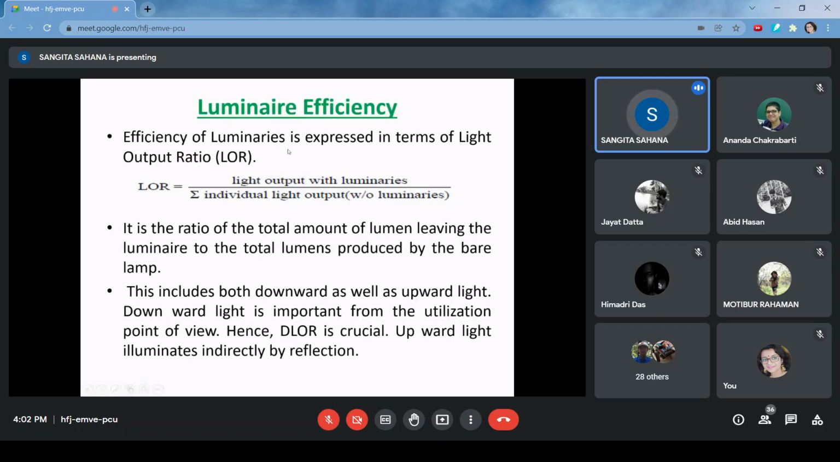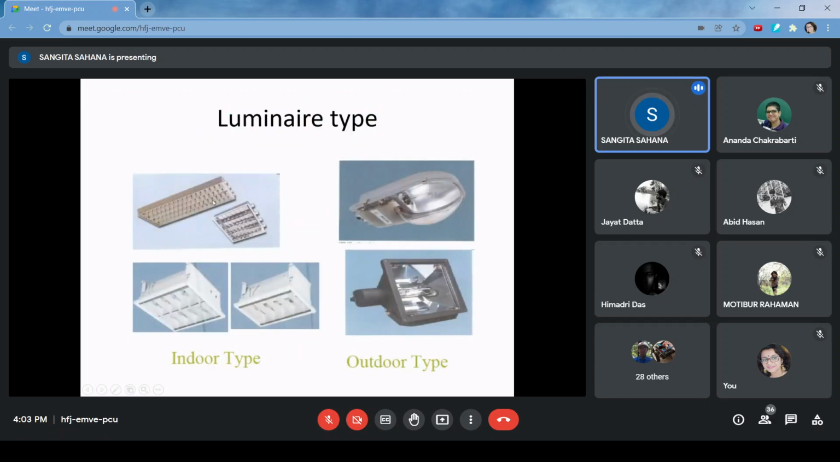So how do you define the efficiency of any luminaire? Efficiency, we know, is the output by input. So here output is the total light output which is coming from the luminaire. And what is the input? Input is the total individual light output without luminaires. Means what is the light output from the bare lamp. So if you use only one lamp with the luminaire, it will be the light output from that single lamp. If you use more than one lamp, you have to add them.